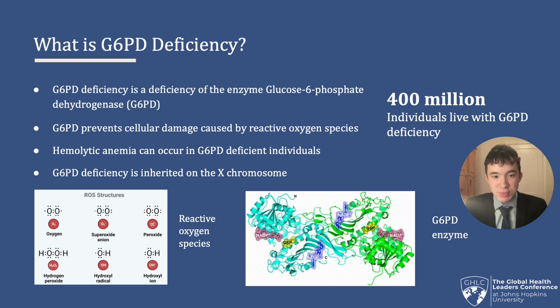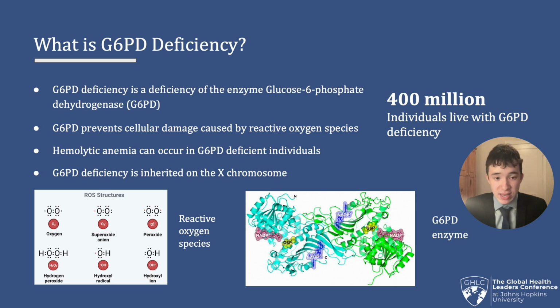So what is G6PD deficiency? Well, G6PD deficiency is a deficiency of the enzyme glucose-6-phosphate dehydrogenase, or G6PD. And G6PD prevents cellular damage caused by reactive oxygen species, unstable molecules that are prone to reacting with other cellular molecules. Red blood cells are especially vulnerable, so hemolytic anemia can occur in G6PD deficient individuals as a result, where red blood cells break down more quickly than they can be replaced. And this can lead to heart failure if left untreated.